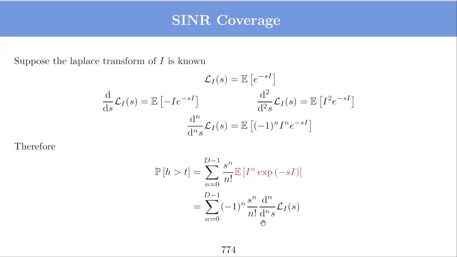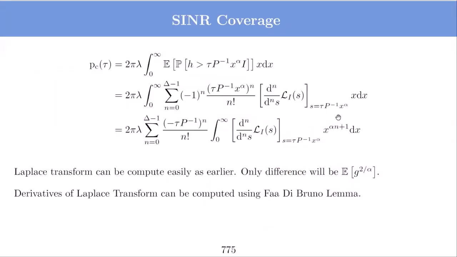So I can write this in the following format. This is the same as the sum from n equal to 0 to d minus 1, with s to the n outside, s to the n upon n factorial, and this is the nth derivative of the Laplace transform. So I can compute the Laplace transform, then differentiate it n times, and then apply it here to get the coverage probability. Here the s value is this one, so I have to put the value of s also. The Laplace transform can be computed easily; you can try it.